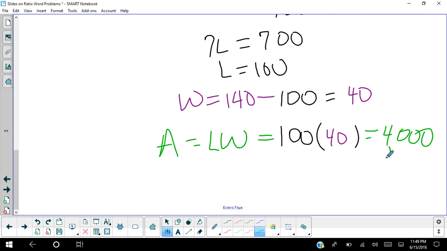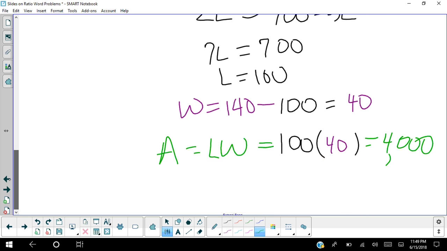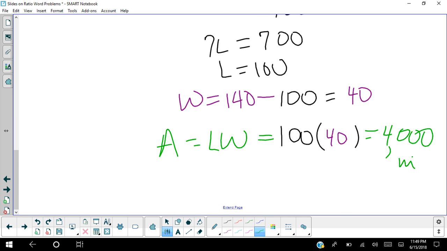Okay. Units, did they give us units? Meters, so square meters. Alright, that wraps up that one.